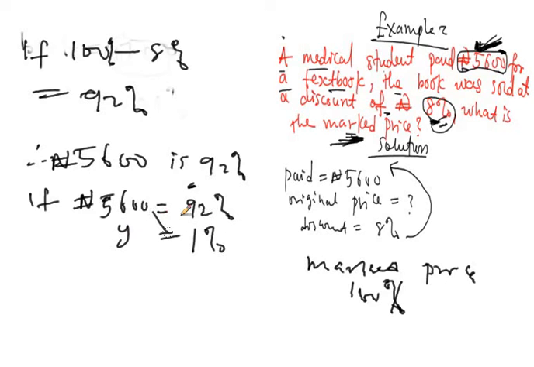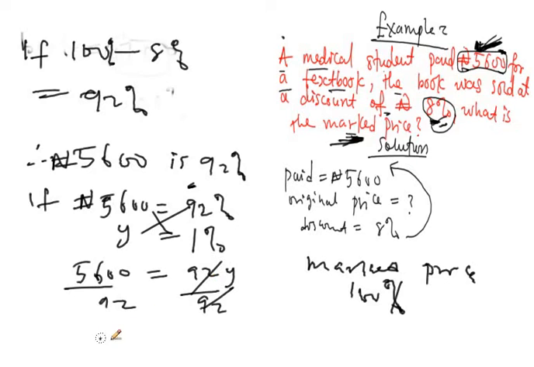So I'll do for 1%. I'll say 92 is to 5,600 as 1 is to y. Cross multiply. Now 5,600 is equal to what? 92y, isn't it? Divided by 92. So my y is what now? That means my 1% to be what? My 1% to be 60.8. Therefore 1% equals 60.8 naira. That's my 1%, isn't it?